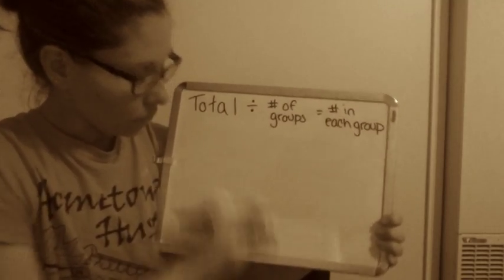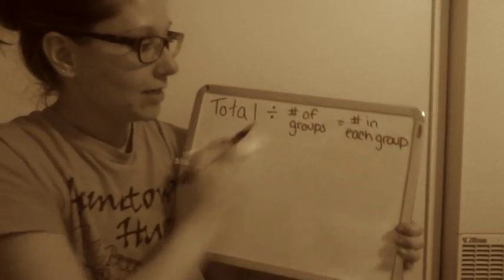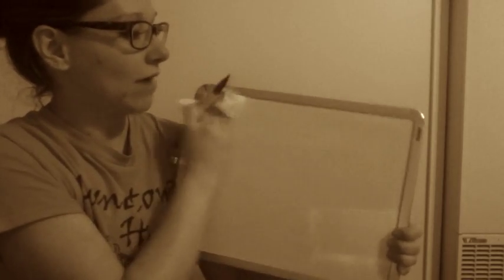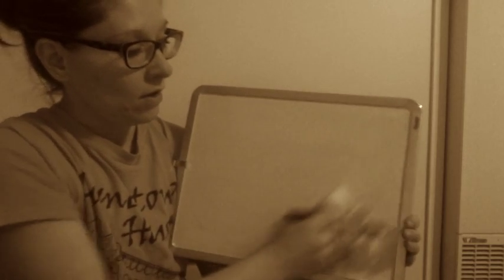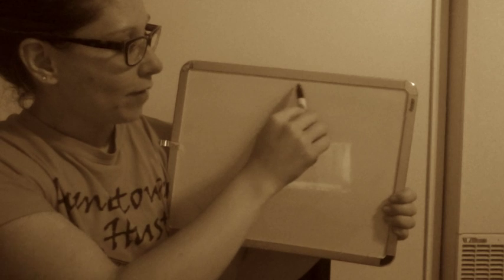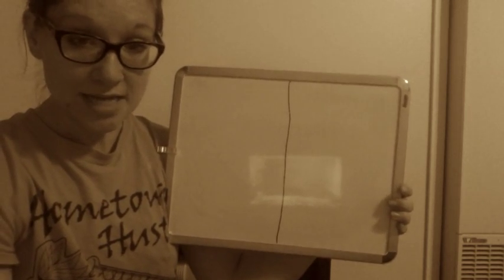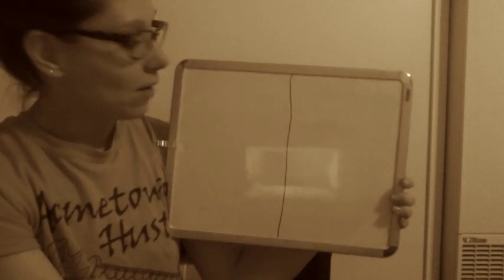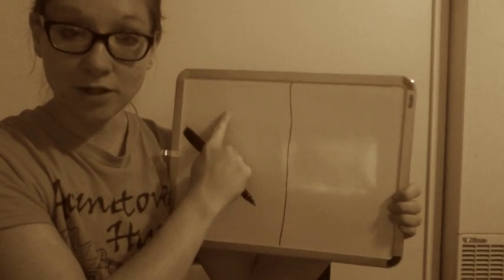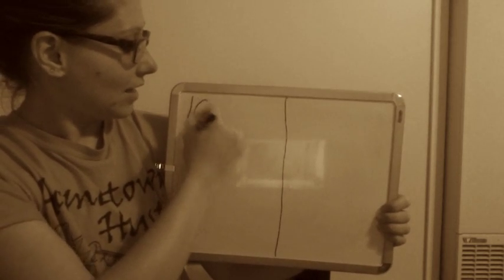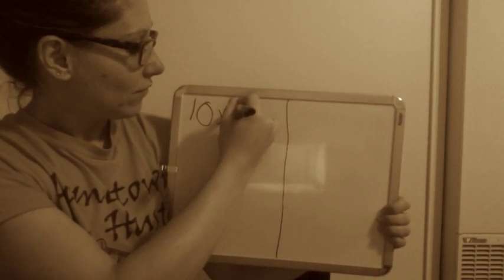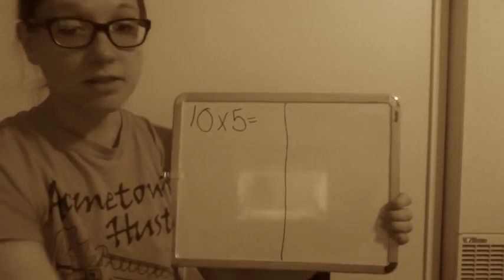Go ahead and erase your boards, and I'm going to show you a little trick, okay? What I want us to do is start off by drawing a line right down the center of your whiteboards just like this. Now we're going to start with our multiplication on this side. I want us to start with 10 times 5 equals blank.